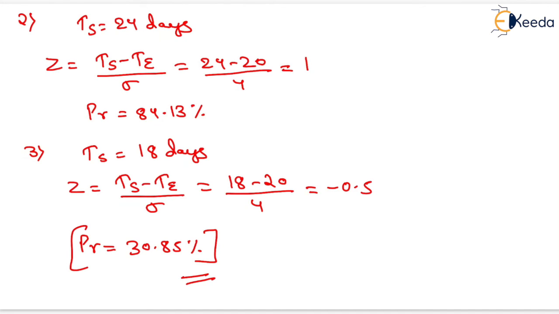That is all about this numerical. We found the probability for 20 days of completion, for 24 days of completion and for 18 days of scheduled completion time.